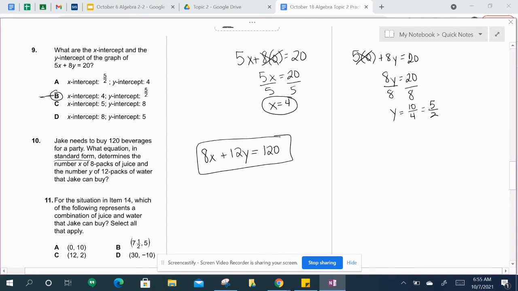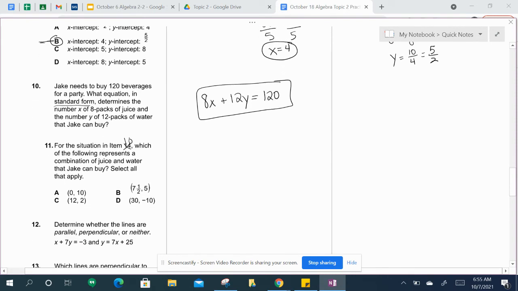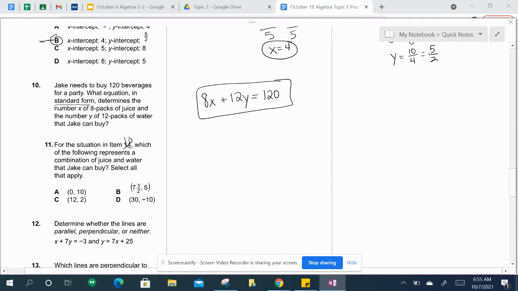Number 11 then asks for us to use that situation. It should actually say from number 10 and figure out which choices actually work. So what this means is these are the x values and y values that we're going to try out. So when I look at choice A, I would take 8 times 0 plus 12 times 10, and I would ask myself, does that equal 120? Well, 8 times 0 is 0, and 12 times 10 is 120. It does, in fact, equal 120, so A would be a good selection that I could choose.